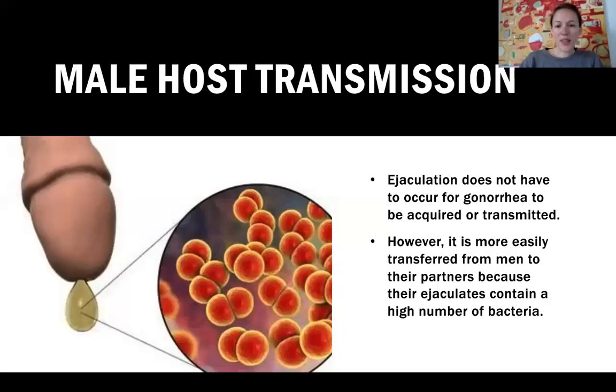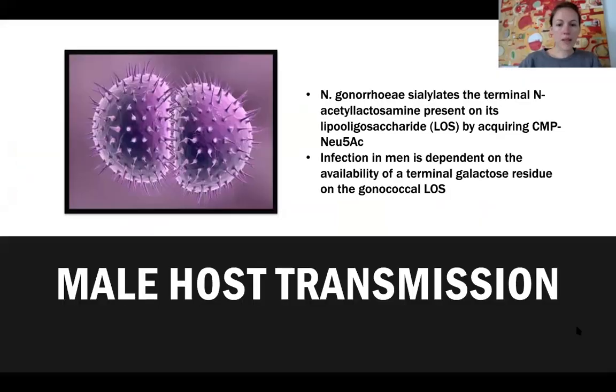please. Ejaculation does not have to occur for gonorrhea to be acquired or transmitted. However, it is more easily transferred from men to their partners because their ejaculates contain a high number of bacteria. Next slide, please. And gonorrhea uses different cellular receptors and signaling pathways to infect men and women.